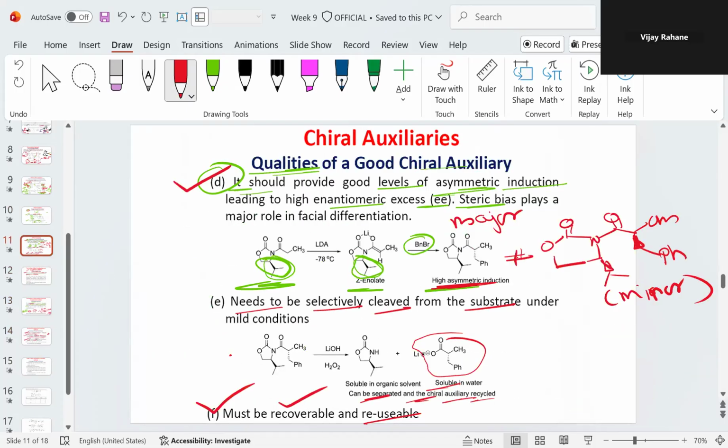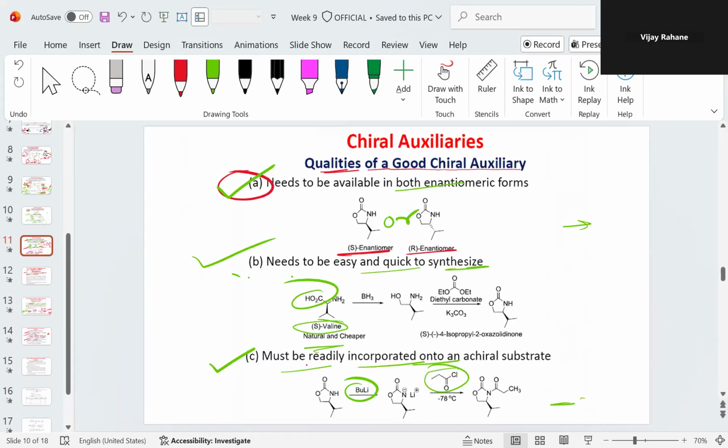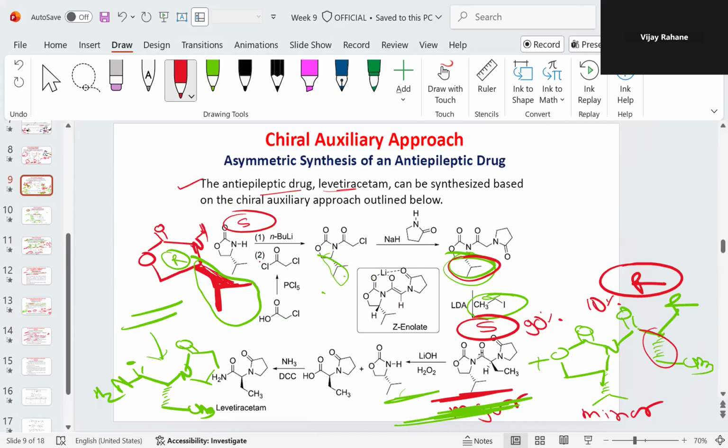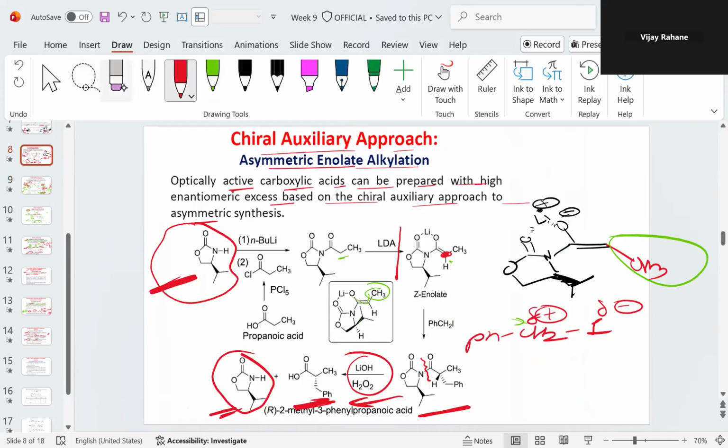So we are also discussing that here. You can see, when this is the last step in the asymmetric synthesis using the chiral auxiliary, I will just show what the step was. So you can see this was the last step here.